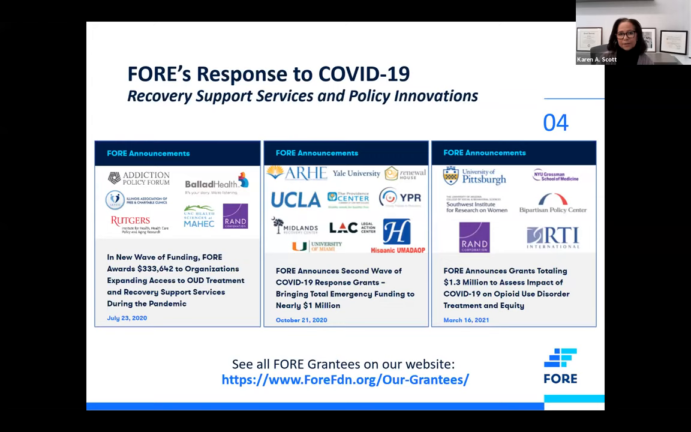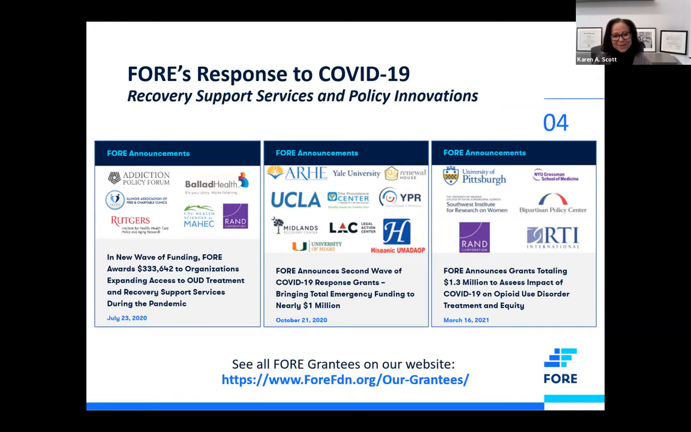Those included temporary policy changes, such as expanding take-home doses for methadone, as well as provider practice changes, such as the use of telehealth. So we funded several projects that aim to assess the impact of these regulatory relaxations, as well as provider innovations. We can learn from these, hopefully, in ways that will inform longer-term improvements in access to treatment and related services. One of those projects was our grant to Dr.